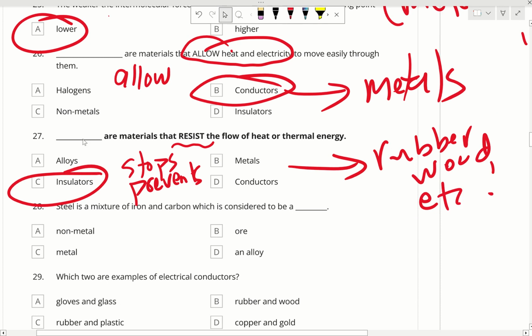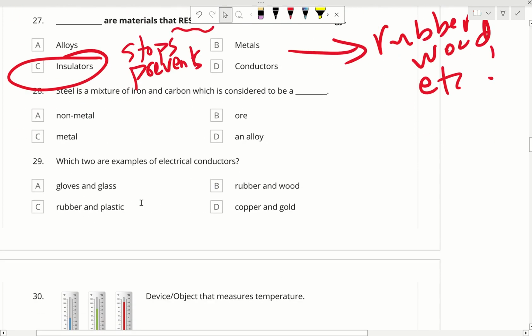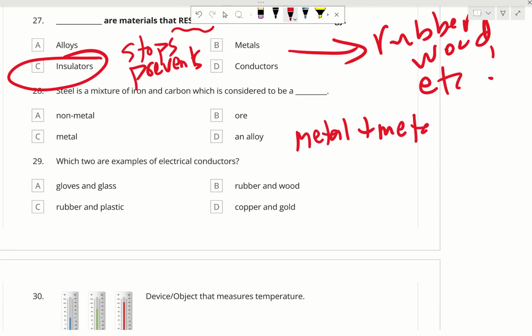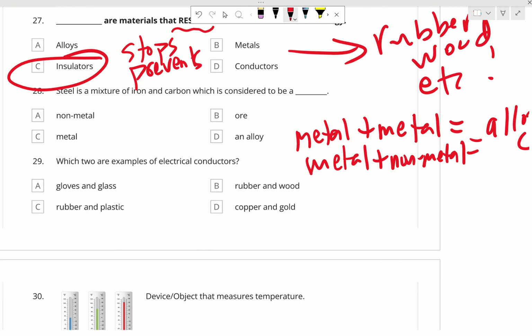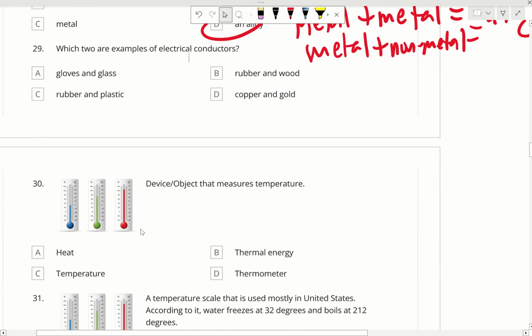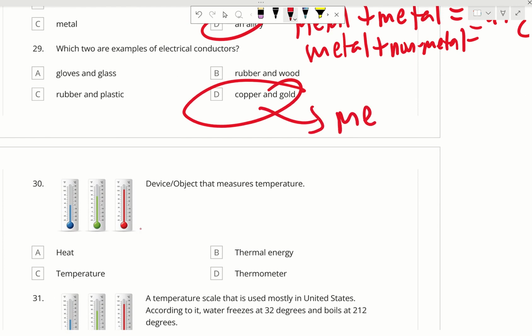Number 28, steel is a mixture of iron and carbon, which is considered to be, when you mix a metal with another metal, or a metal with a non-metal, it's called an alloy. So conductors, what lets heat and electricity pass through them? Copper and gold, because these are metals.